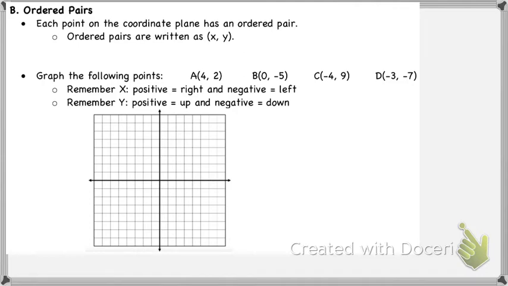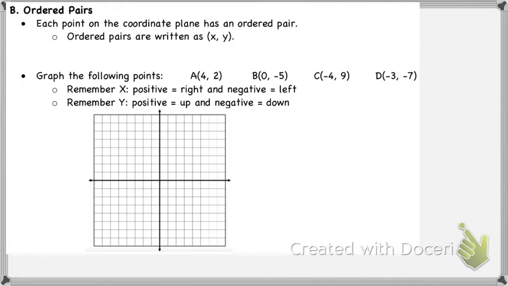Each point on the coordinate plane, every single point on here, infinitely many points, has an ordered pair. Ordered pairs are written how? X, comma, Y. You have the X value, comma, then you have the Y value. X deals with left to right or up and down? Left and right. The x-axis goes left and right. The x value is left and right. Y value is the up and down.